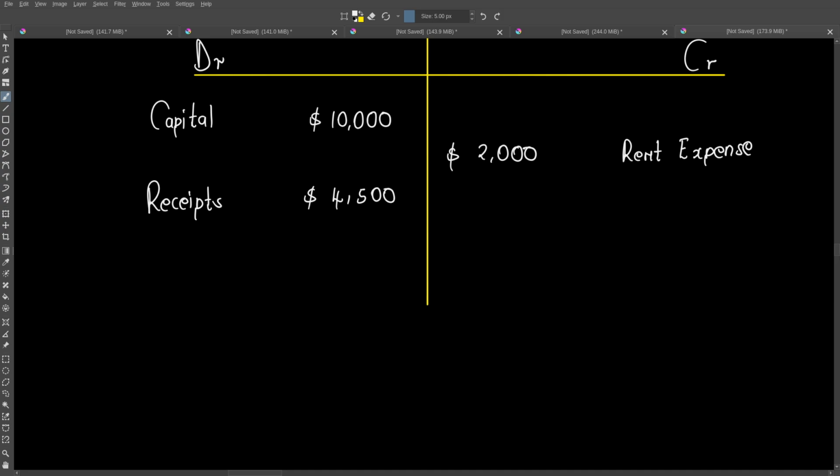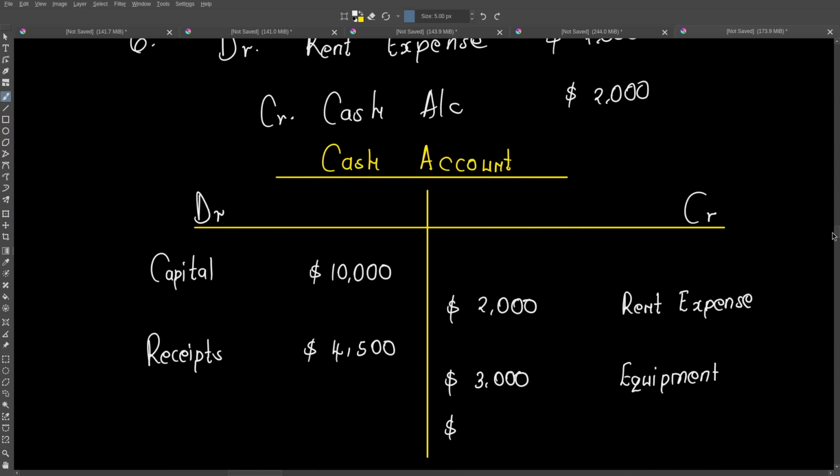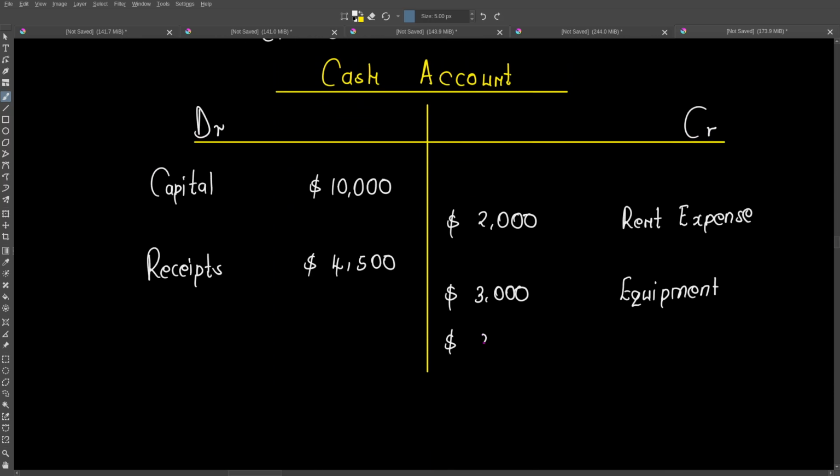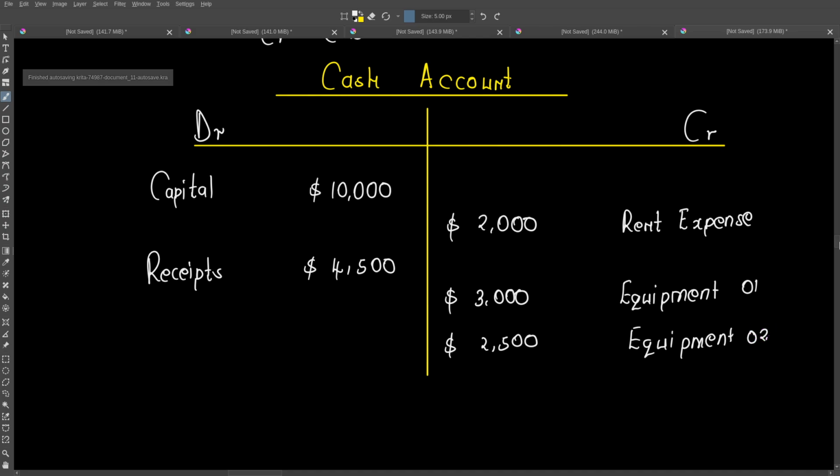These ones are going to go on the credit side because we are paying. So here, this is for equipment cost. We paid to get equipment. And then we have another one of an amount of 2,500, which will also go on the credit side. For example, you could say this was equipment 01, this was equipment 02.